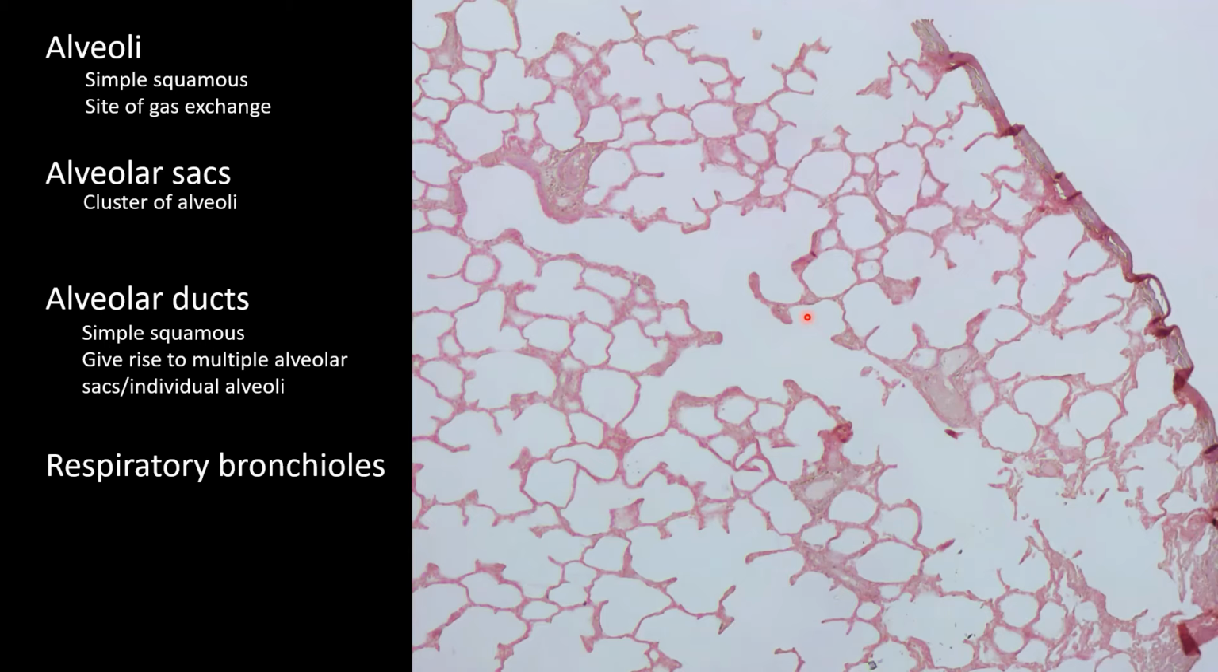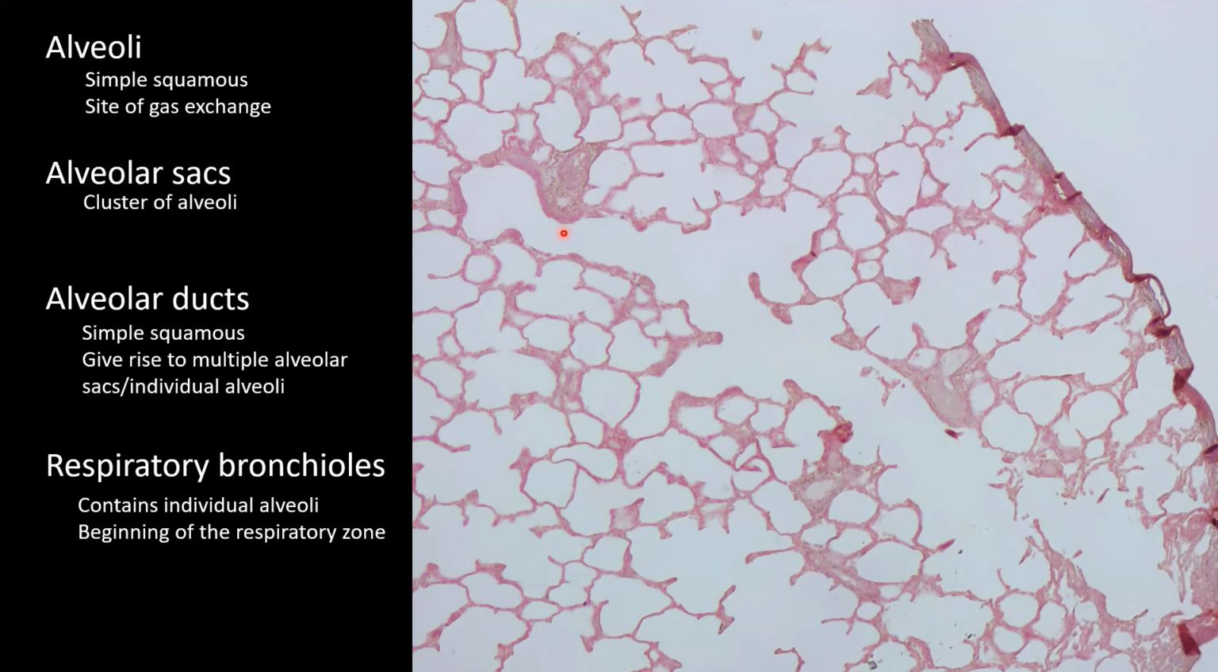The respiratory bronchioles are what's before the alveolar ducts. So they also contain individual alveoli sort of pocketing out from their walls, which is why they're the beginning of the respiratory zone, because that's the first zone where you see alveoli and gas exchange is taking place.